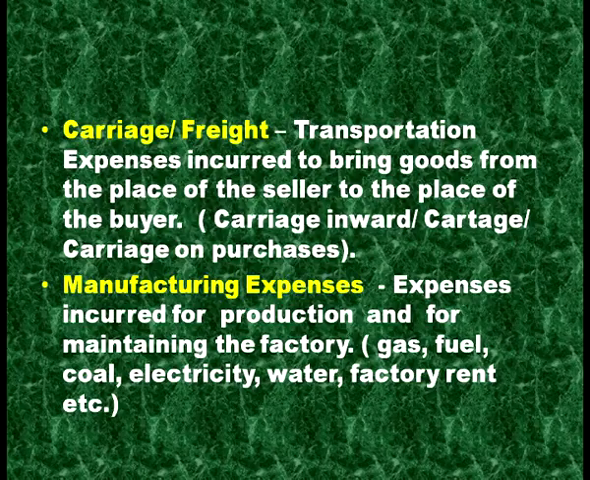Next is carriage or freight. Transportation expenses incurred to bring goods from the place of the seller to the place of the buyer are called carriage or freight. Manufacturing expenses. Expenses incurred for production and for maintaining the factory, for example, gas, fuel, coal, electricity, water, factory rent, etc., are called manufacturing expenses.